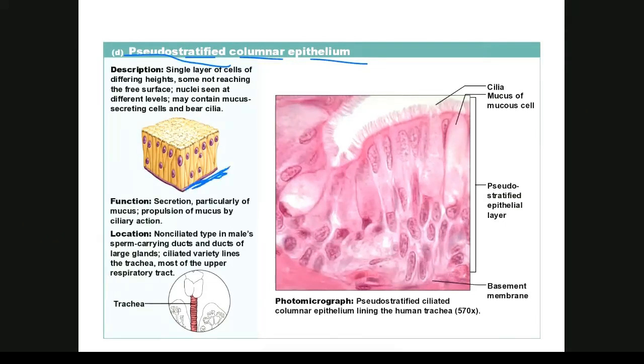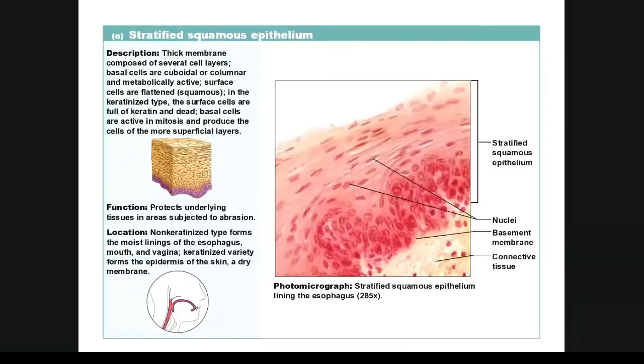Many of these will have cilia on the outside. We should have a picture here of the trachea. The trachea is lined with ciliated pseudostratified columnar epithelium. The cilia move things that you don't need in your lungs, such as dust particles, smoke residue, and gnats, continuously moving them up out of the lungs.